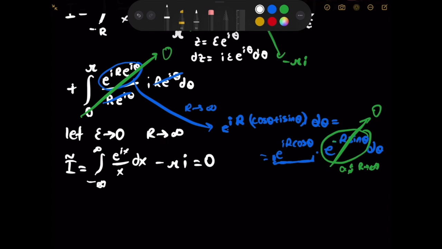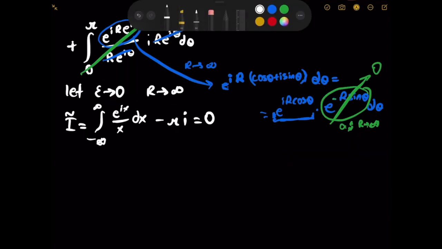Fine. So we have then that this is equal to pi i. Cool. But how does this help us? Well, what you need to realize is, if you consider the real part of this guy, what is the real part of the thing on the left side? Well, the limits will stay the same. Now this is the real part.